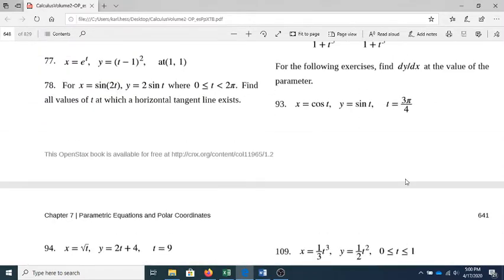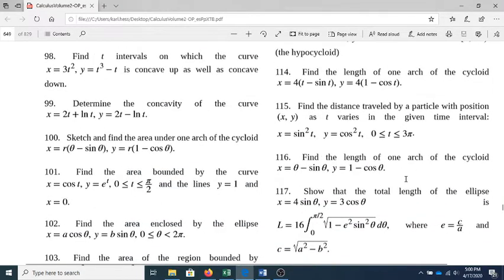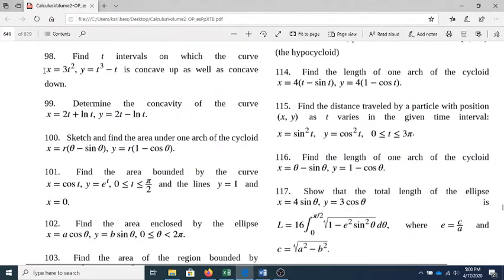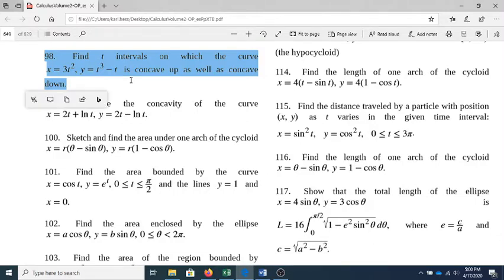Alright, I forget what I was doing. 98, is that what it was? Yeah, 98. Find t intervals on which this curve is concave up as well as where it is concave down. Let me just jot that down. We've got x equals 3t squared, and we've got y equals t cubed minus t.